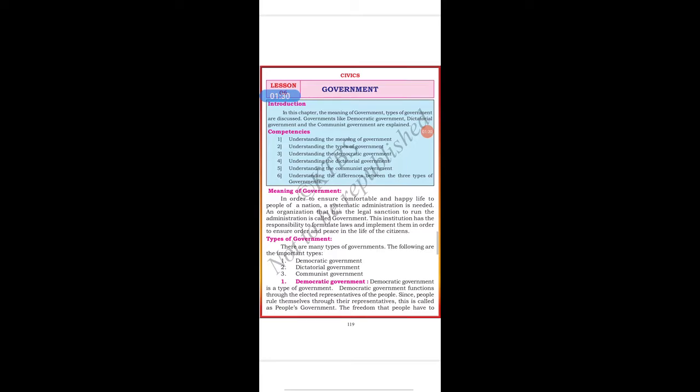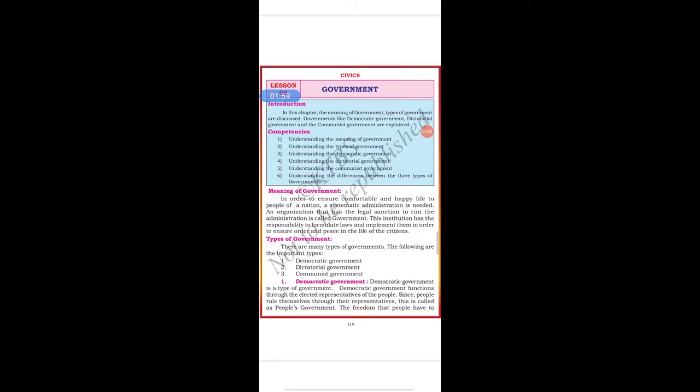We will do whatever we want, and that will not be proper. So to run an organization in a proper and peaceful manner, it is compulsory to have rules and regulations, and to implement them. Here, an organization that has the legal sanction to run the administration is called government. So got it, students? What is government? An organization that has the legal sanction to run the administration is called government.